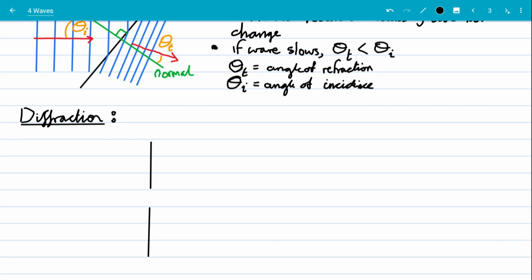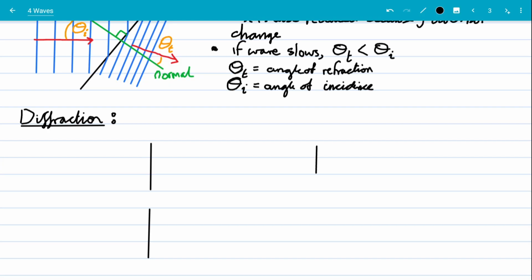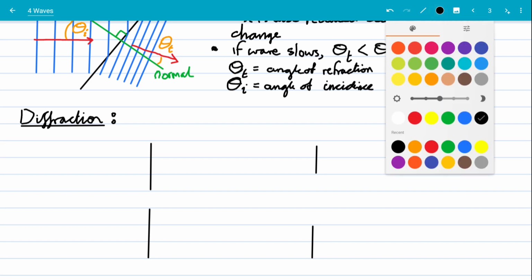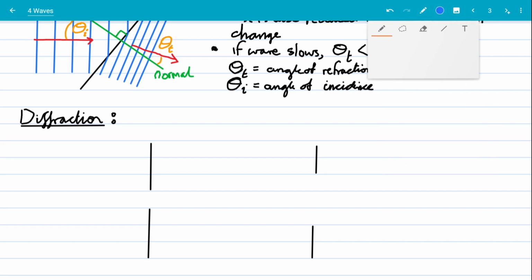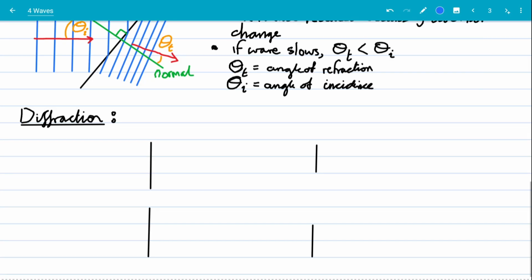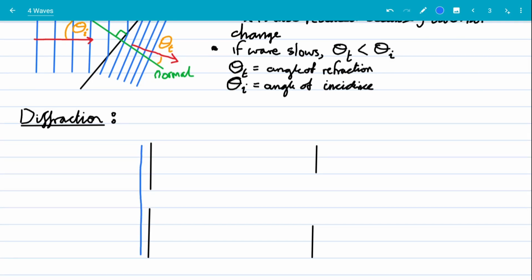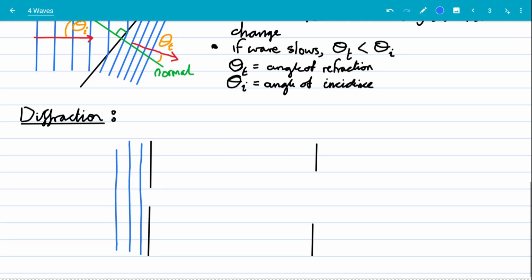So if I have, for example, a gap like this, and I compare it to a much wider gap, this is going to be an interesting comparison. And I have my wave fronts coming in, and I'm going to freehand this, so wish me luck. And we've got my wave fronts coming in here, like this. Then after they've passed through this gap, they are going to diffract. They're going to spread out like this.